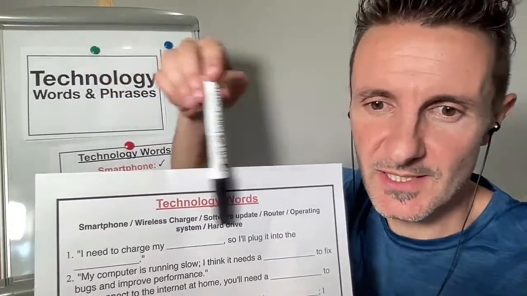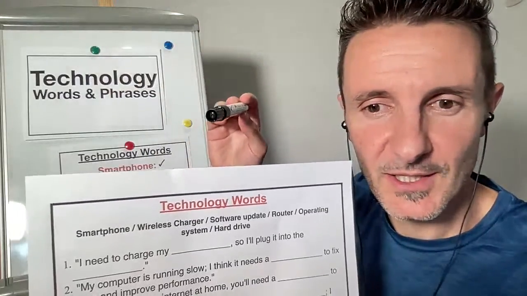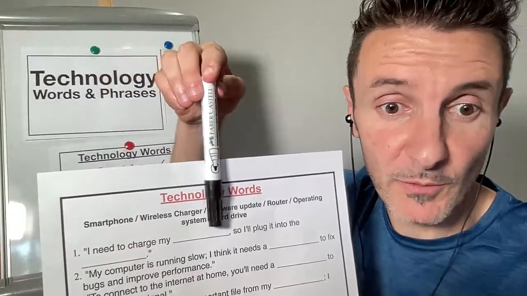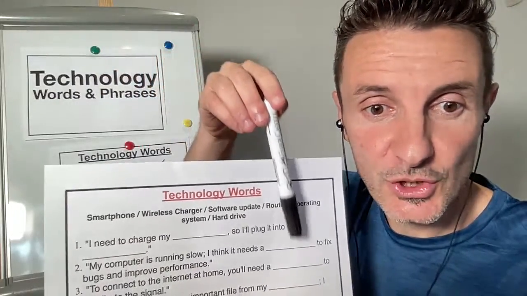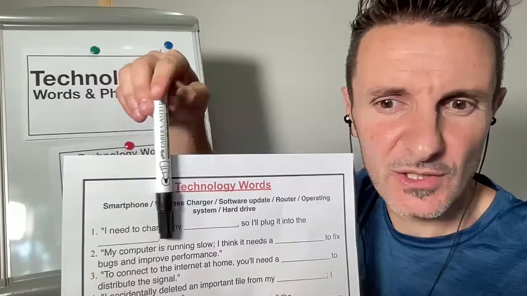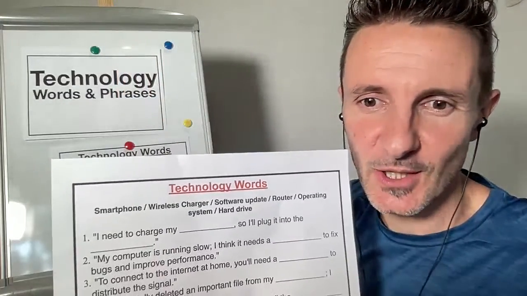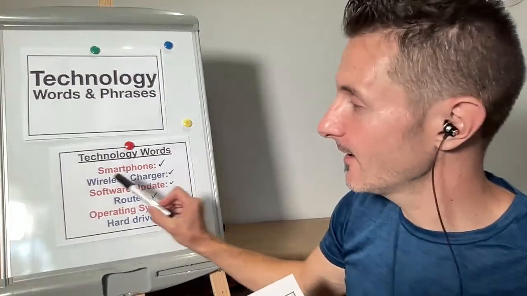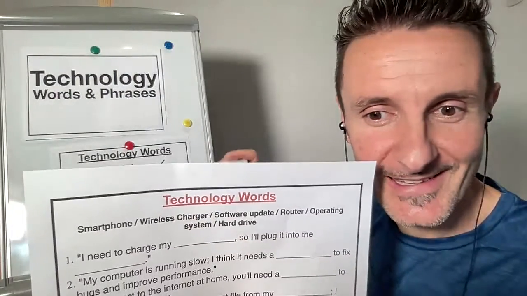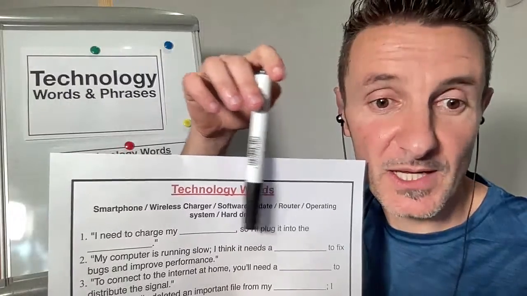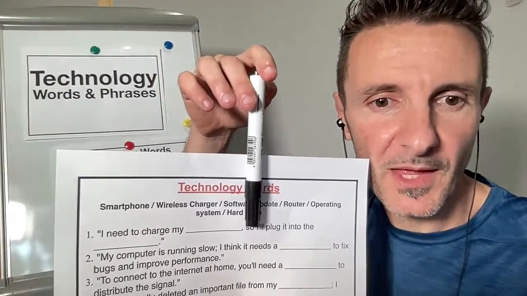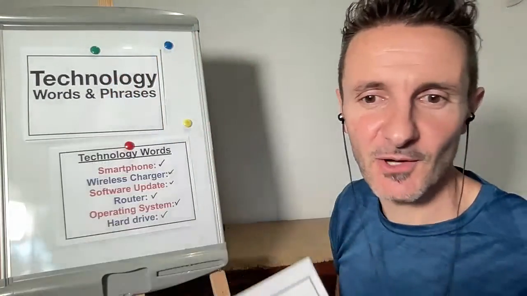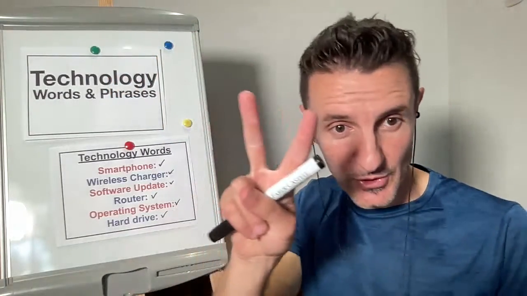Which of these do you think it is? Daniela has gotten it correct. Yes, your phone, your smartphone, okay? You need to charge your smartphone, but what do you need to put it into to charge it? What do you need to put it into over here? Krishnamurti has got it. What do we put the smartphone in so that it's charged? The wireless charger, yes. So I need to charge my smartphone, so I'll plug it into the wireless charger. Okay, fantastic. Very good. Let's do number 2.